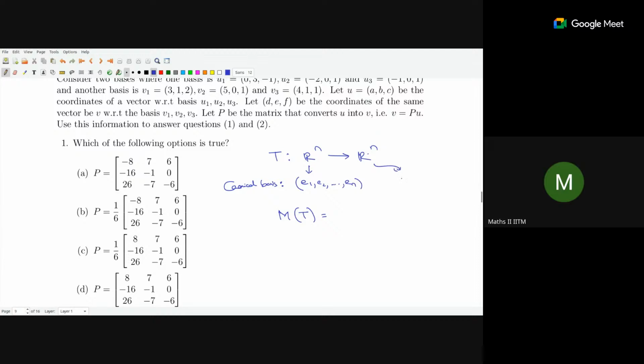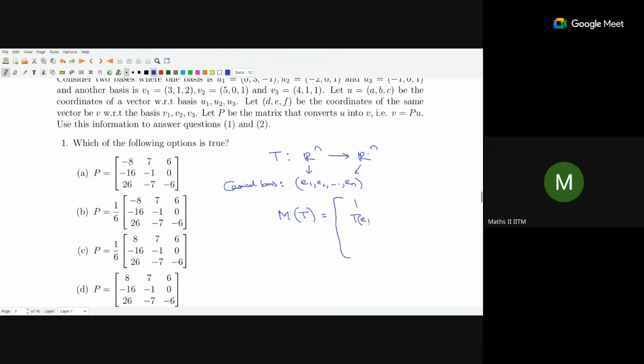Similarly, a canonical basis for output also. So we will not worry about input and output having different bases. We will just stick to the same basis for input and output. Now, how do I define this matrix?